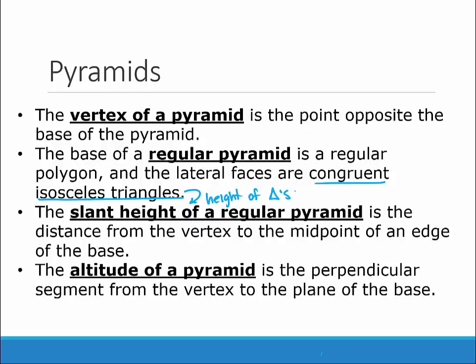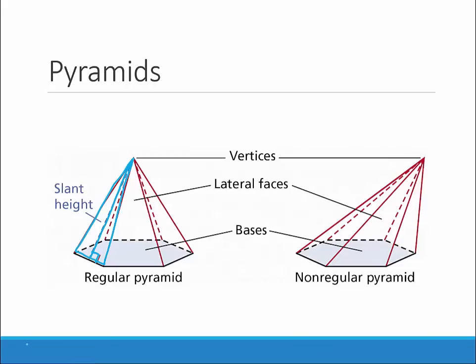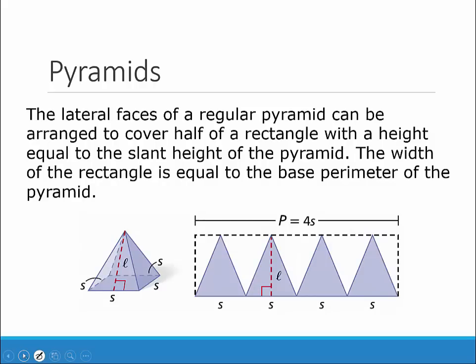The altitude of a pyramid, though, is the perpendicular segment from the vertex to the plane of the base. So it would drop down and sit right here in the middle of this pyramid. A non-regular pyramid has things that are a little funky, like the vertex isn't right in the middle. You don't have isosceles triangles. But like I said, regular pyramids are the ones we're going to deal with.